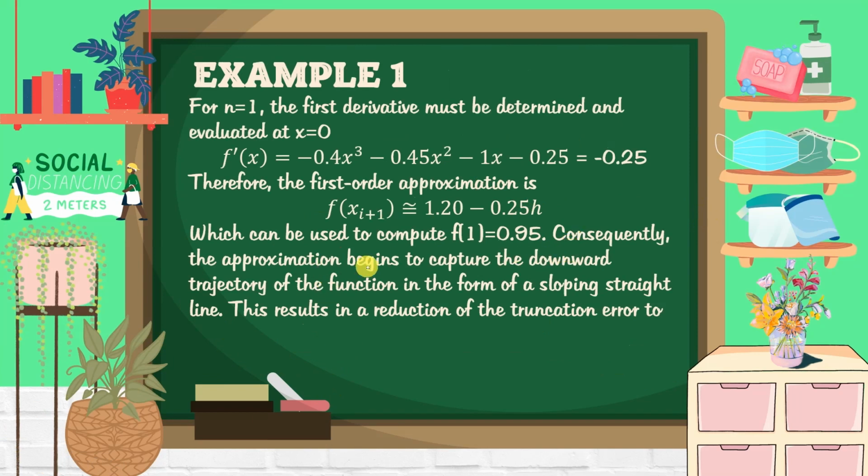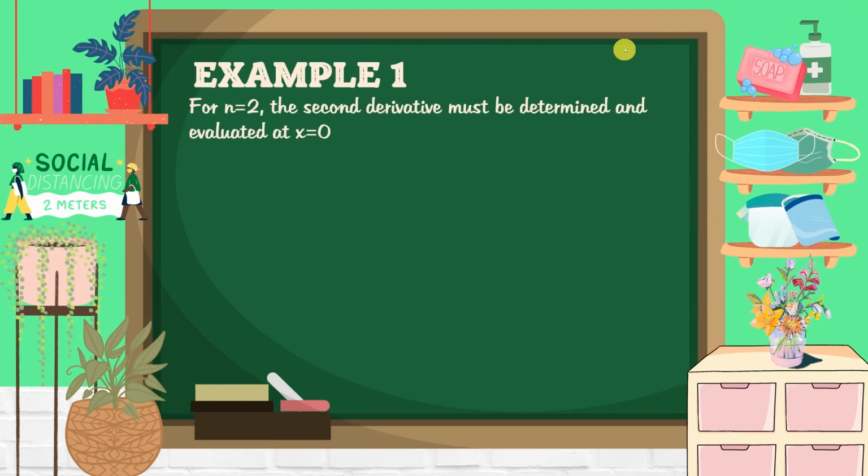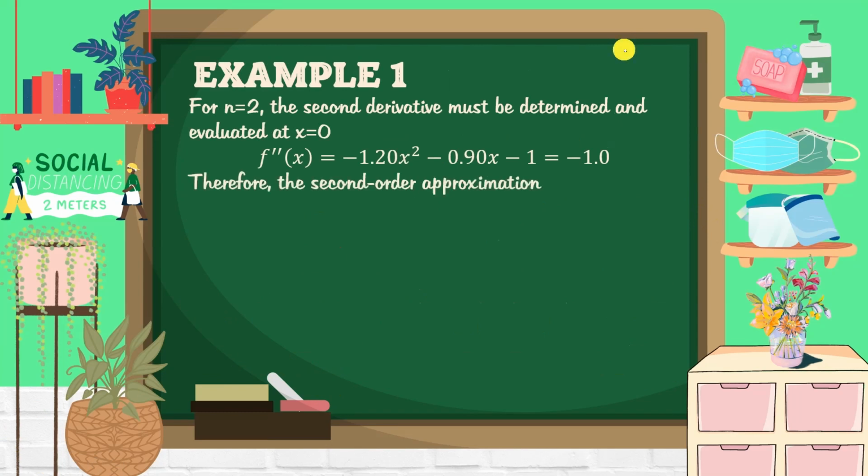Consequently, the approximation begins to capture the downward trajectory of the function in the form of a sloping straight line. This results in a reduction of the truncation error, the true error. E sub t equals true value minus approximation. So, E sub t equals 0.2 minus 0.95, which equals negative 0.75. For n equals 2, the second derivative must be determined and evaluated at x equals 0. So, we have the value of negative 1.